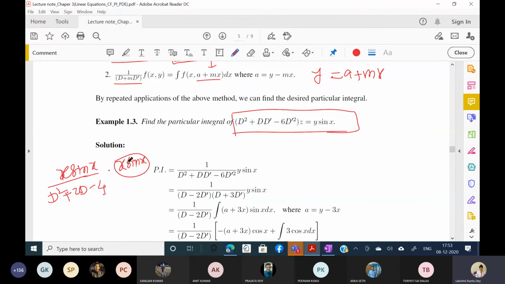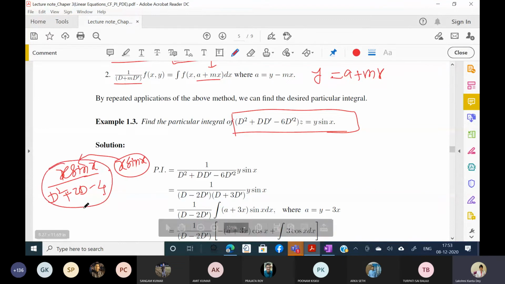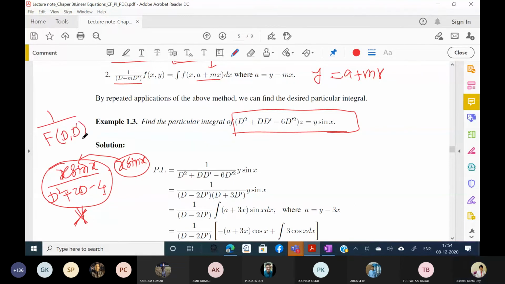So instead of writing on the right hand side, they prefer to write here, but this writing has no meaning. It has no meaning. This should be avoided. Clear? Because this is your operator, the symbolic inverse operator, f of d, d dash, this is your symbolic operator. It operates on the function, whatever is on the right hand side. Clear? No question? So you should not write in that fashion.